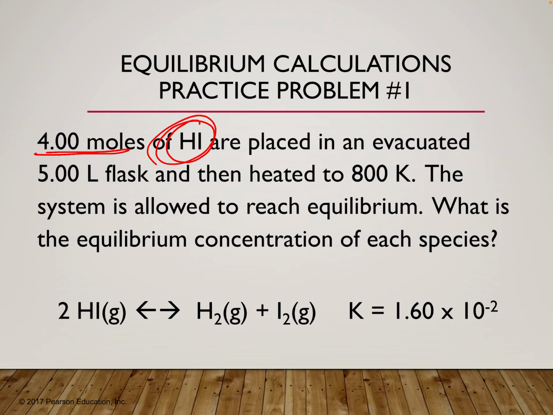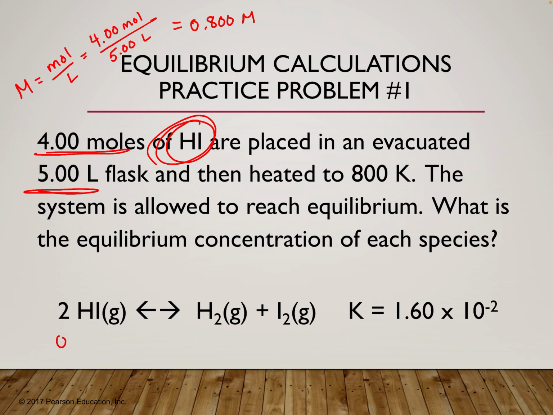And you'll see, I gave you moles and I gave you liters. Remember, we're going to do an equilibrium ice table, so we need to have it in molarity. So the first thing you'll need to do is calculate the molarity, right? Molarity is equal to moles over liters, so you're going to divide those up. 4.00 moles over 5.00 liters. That gets us 0.800 molar. So we need to do that first.